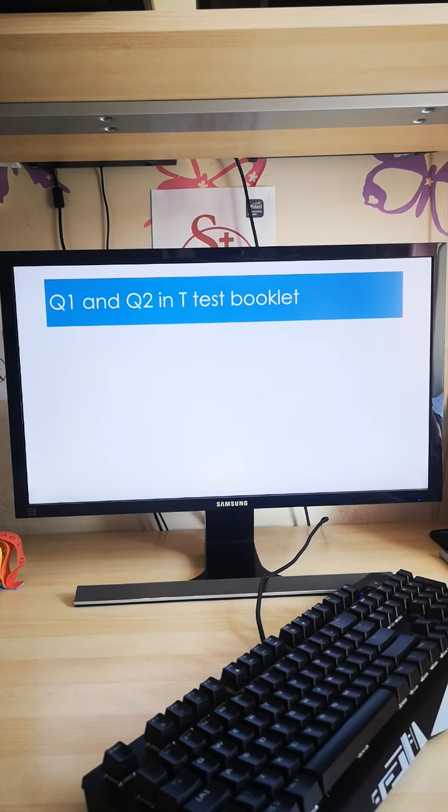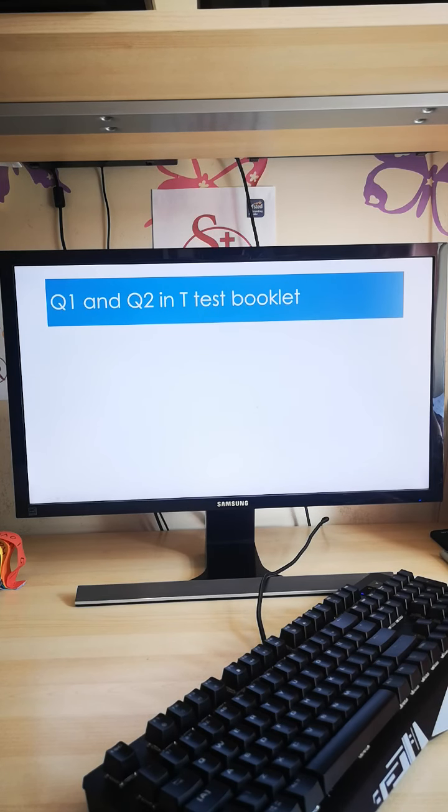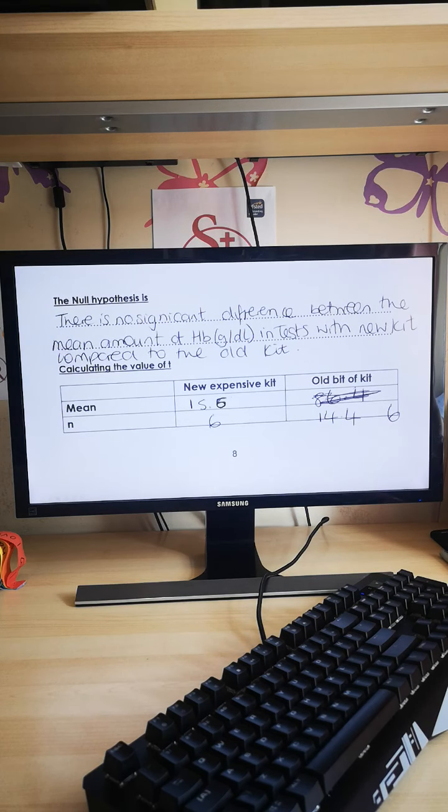Okay, so now I'm going to go through questions 1 and 2 in the booklet as well. For question 1, we needed a null hypothesis. So you needed to make it relate to the test. So there is no significant difference between the amount of hemoglobin in tests with the new kit compared to the old kit. Something like that. For my mean, I got 15.6. It doesn't matter if you've rounded to more decimal places or not. And I got 14.4 for my mean for the old kit. There were 6 samples in each, so I have n of 6.